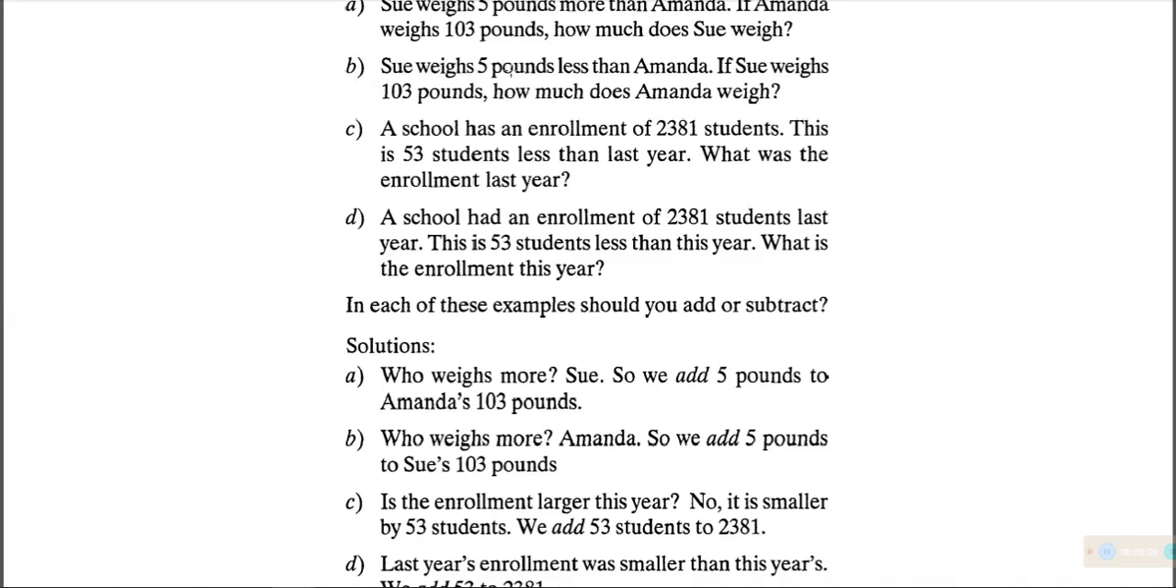Now let's have number 2. Sue weighs 5 pounds less than Amanda. If Sue weighs 103 pounds, how much does Amanda weigh? So si Sue ay 5 pounds less than Amanda. Kung si Sue daw ay 103 pounds, ano ang weight ni Amanda? So we are going to subtract 5 from 103, giving us 98. So 98 pounds si Amanda.